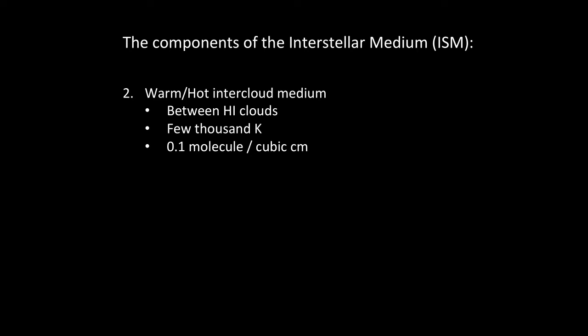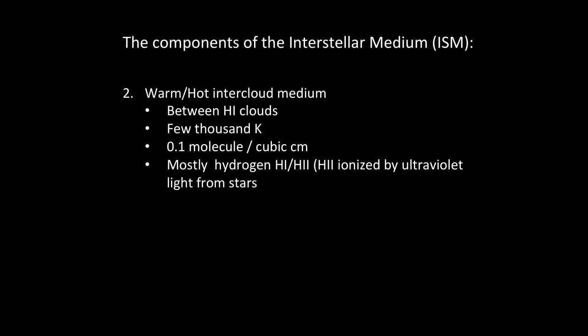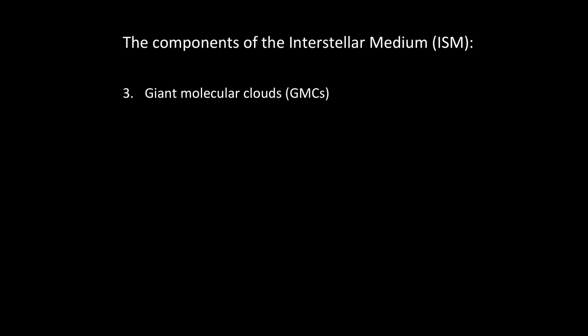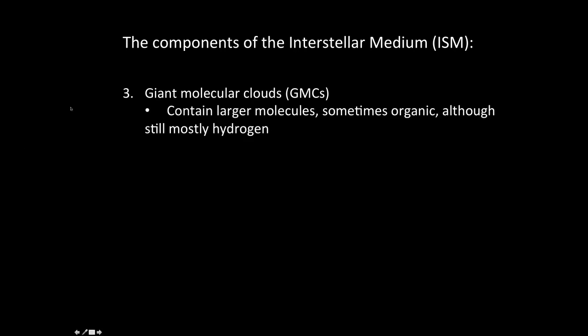So that means you'd have to take the volume of, say, a mug of coffee before you would find even a single molecule or atom of hydrogen in there. So this is mostly H1 atoms or molecules or ionized hydrogen, where the H2 is ionized by ultraviolet light from stars. The third component are giant molecular clouds, or GMCs for short.